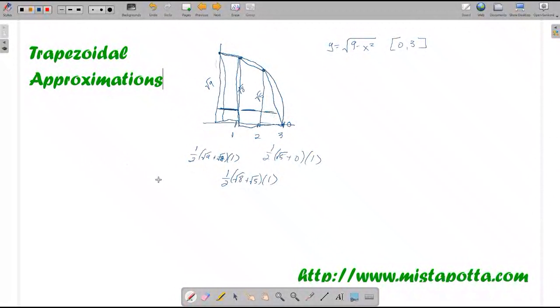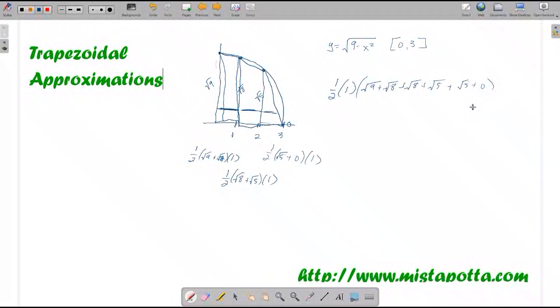And so this trapezoidal approximation is really 1/2 times 1 times the square root of 9 plus the square root of 8, which is this one, plus this one, the square root of 8 plus the square root of 5, plus this one, the square root of 5 plus 0.